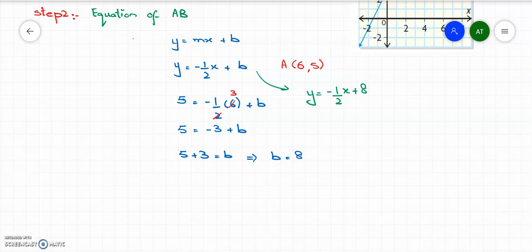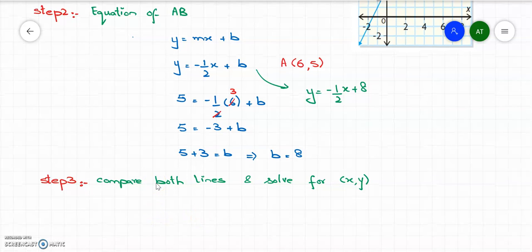Let's move to step 3. Okay, in step 3, we need to compare both lines, the new line and the given line, and solve for x and y. So we need to compare the given line and the new line and solve for the point x and y. Okay, let me write down the given line and the new line.